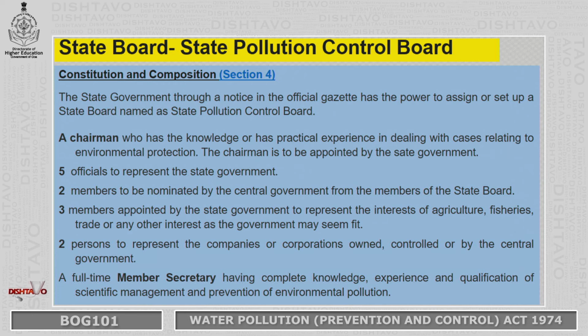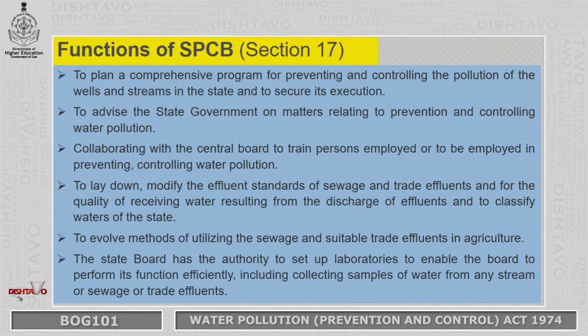There are 3 members appointed by the state government to represent different interests. Once again, agriculture, fisheries and trade, or if there are more interests, then the government may suggest more. There are 2 persons representing the companies and corporations owned and controlled by the central government and operated by the state government. And there is a full-time member secretary who has the complete knowledge, experience and qualification to manage. The functions are almost the same as the central Pollution Control Board.